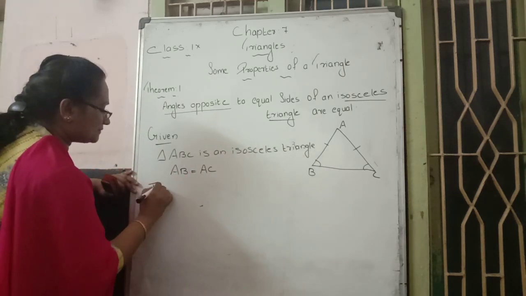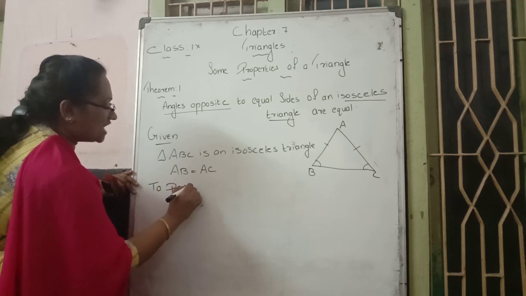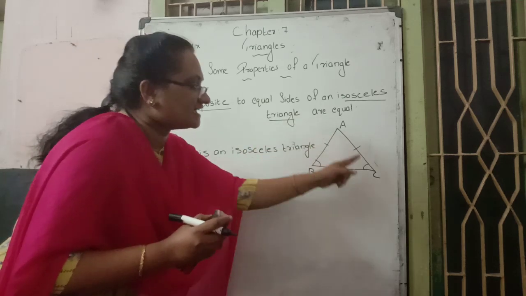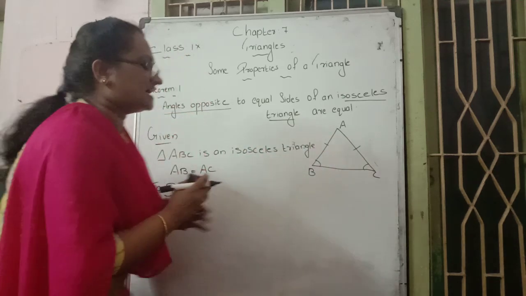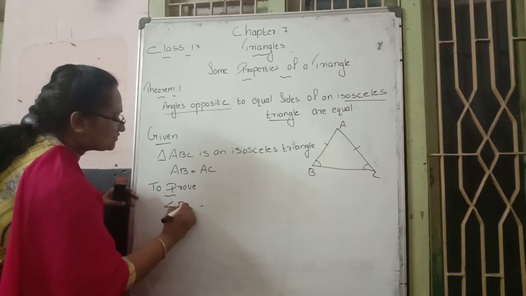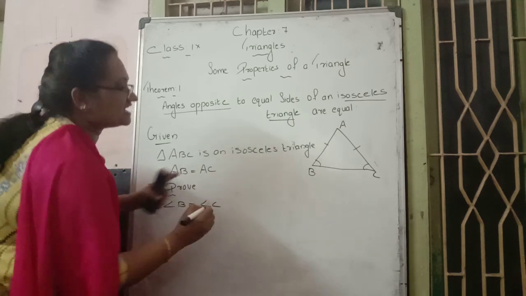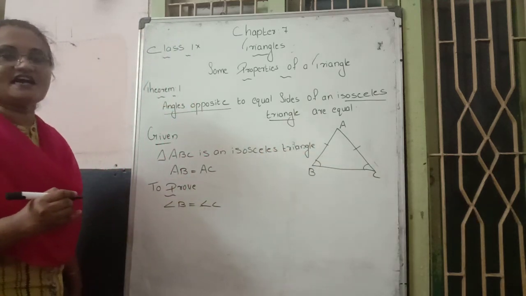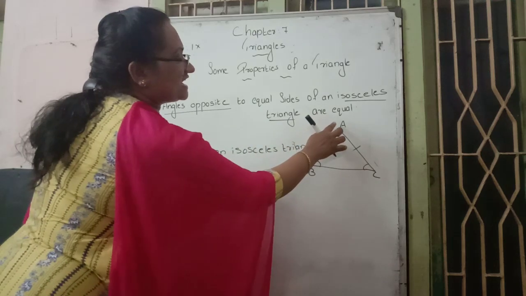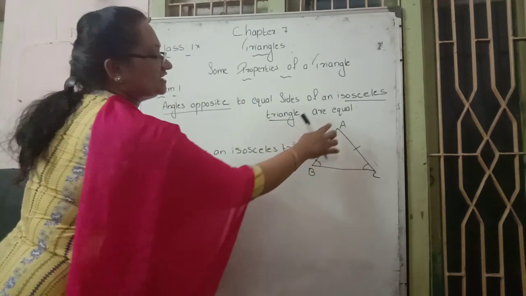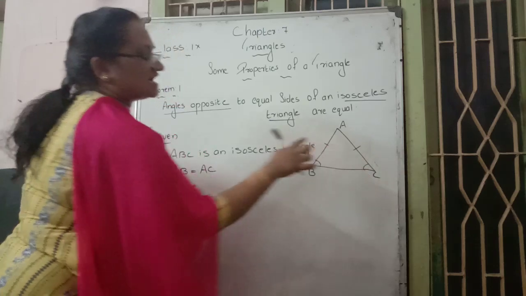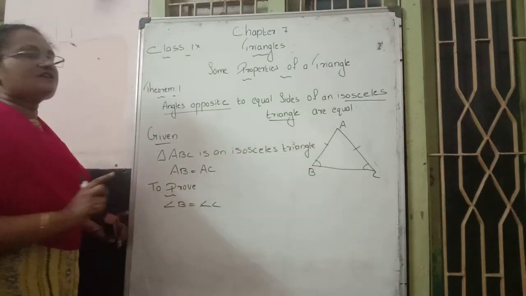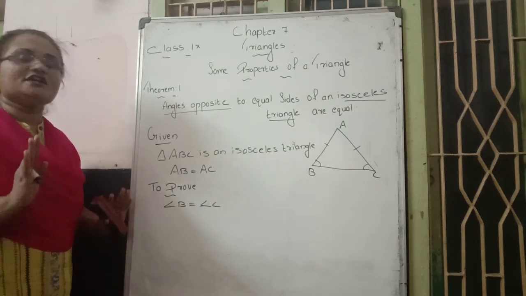The next, second step is to prove. What do we want to prove here? We want to prove that the angles opposite equal sides are equal. Which are the opposite angles? Angle B and angle C are the opposite angles, so angle B and angle C are equal. How many angles are there? 3 angles: angle A, angle B, angle C. The equal sides are AB and AC, and the angles opposite the equal sides are angle B and angle C. We want to prove they are equal angles.